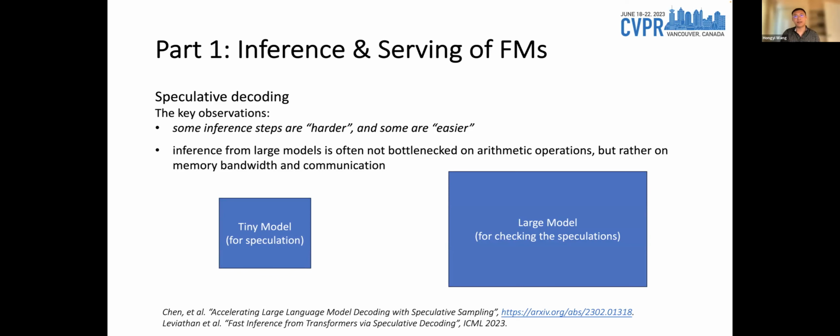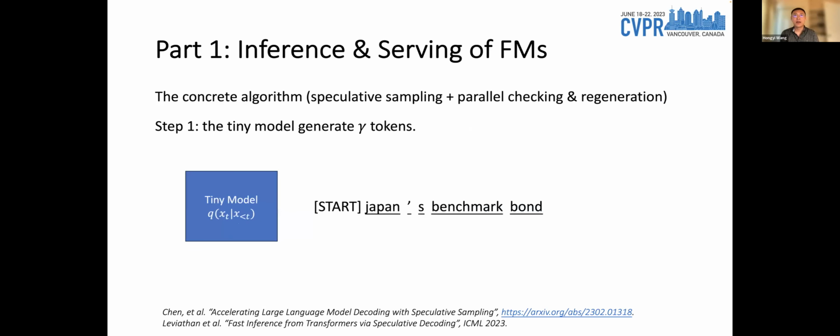So let's delve deeper to see how exactly that works. The first step is using the tiny model to generate gamma tokens. Gamma is a hyperparameter, and we'll talk about how people usually select it. Let's say the model generated 5 tokens here: "Japan's benchmark bond". So that's the very first step.